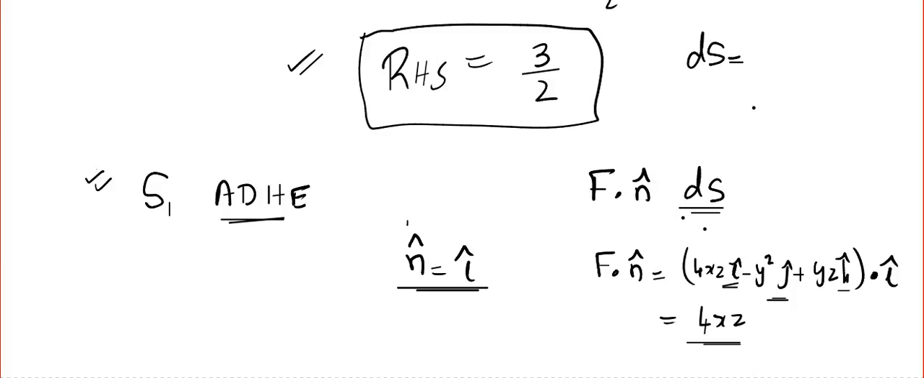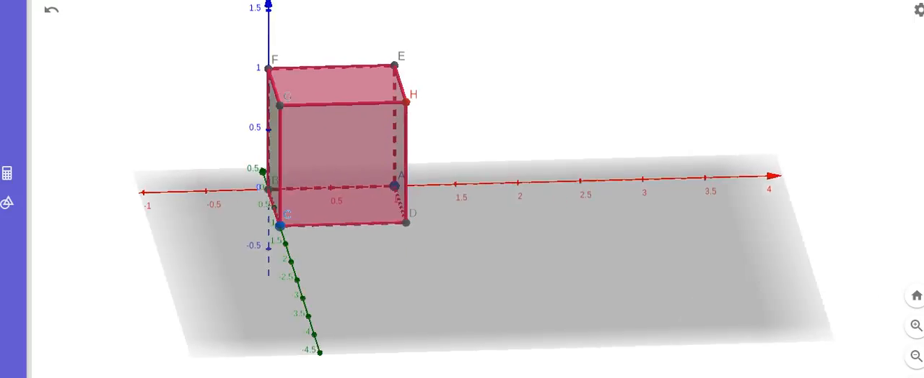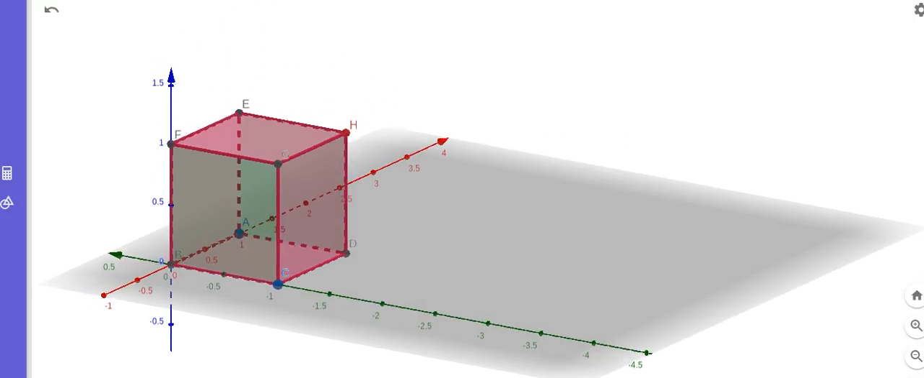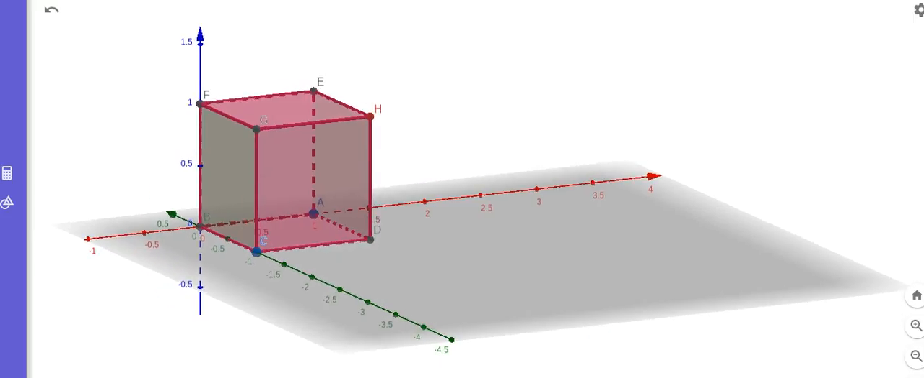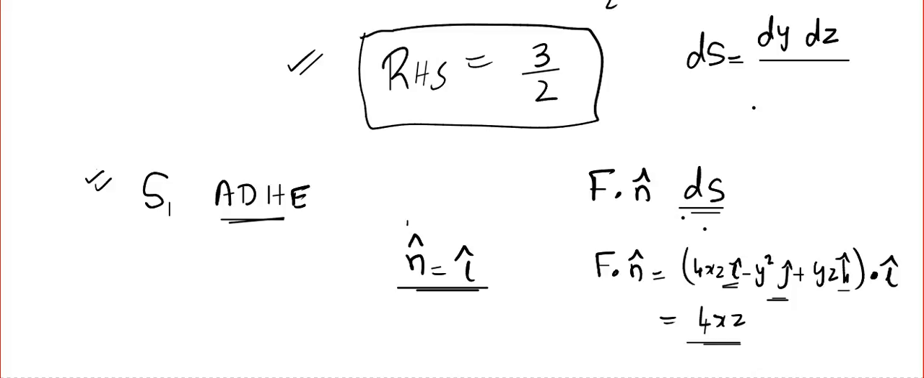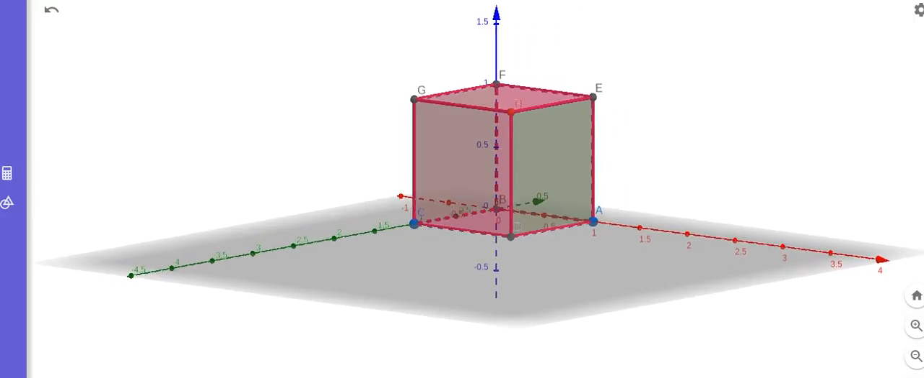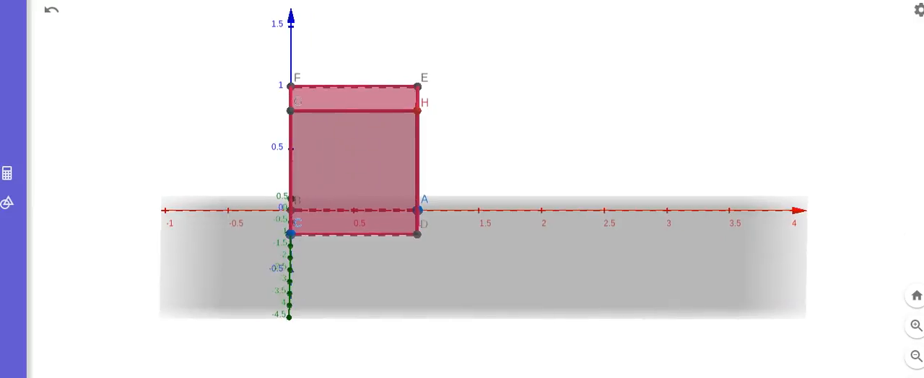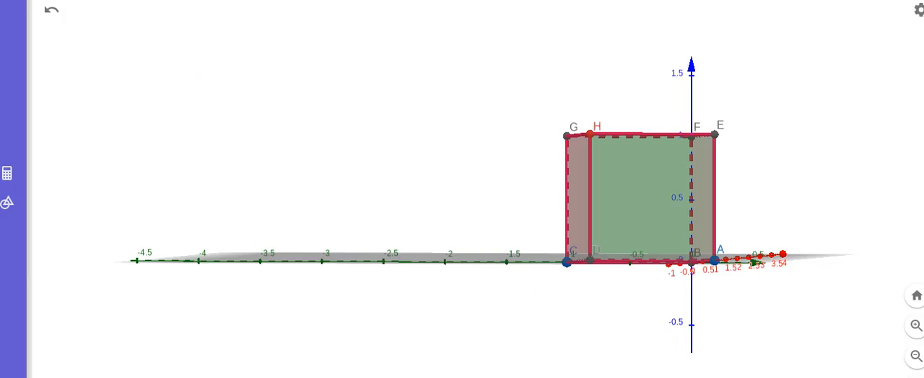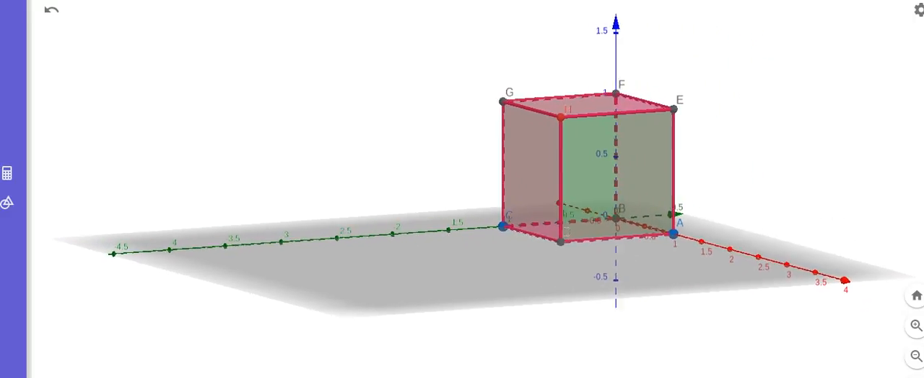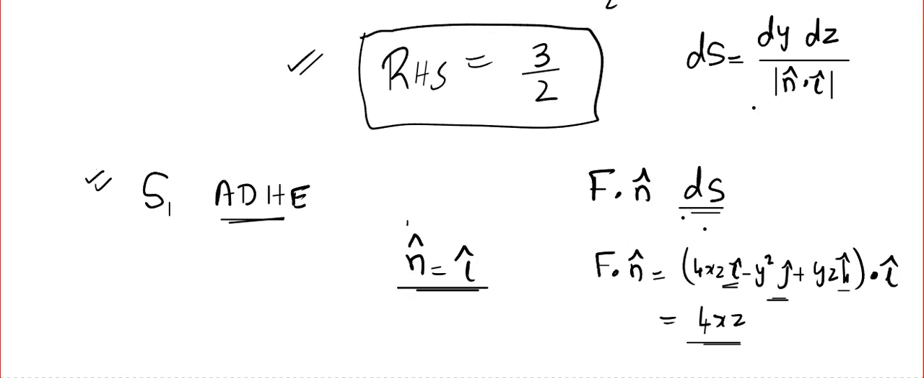And ds will be, let's take a look at the cube. I'm going to project it on the YZ plane. I think you can see the reason. It's easy to project it on the YZ plane, and we are going to get dy dz by mod n dot I, and that will be I dot I, that is dy dz. There is another way of interpreting this. Look at the green part of the box. Here there is no more x movement. This part is fixed at 1, right? There is no x movement. In the green surface, we can move up or down or sidewards, but not in the x direction. So that explains why ds becomes dy into dz.